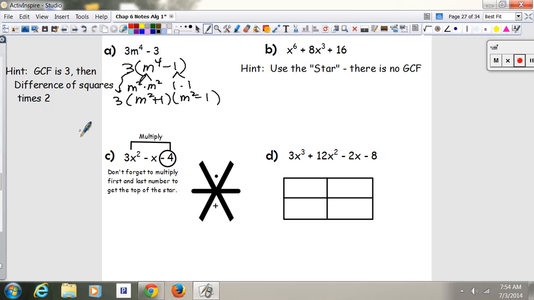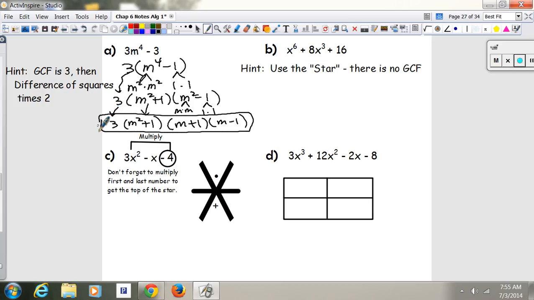Now, there is one last thing you could do here, because this m squared minus 1 is another difference of squares. Because it's a minus, it's a difference. You can't do it to the first one, but you can to this one. So you get m plus 1 and m minus 1. You'd have to bring down the m squared plus 1, because that's already factored. And then you have to bring down the 3. So there's actually 4 terms in our answer there. We got 3, we got the m squared plus 1, the m plus 1, and the m minus 1.